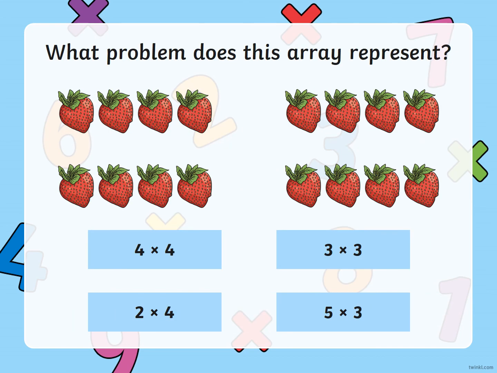What problem does this array represent? 4 times 4, 3 times 3, 2 times 4, or 5 times 3?